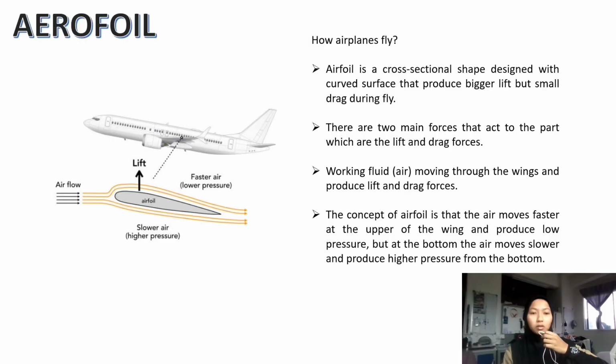I will present about the aerofoil. So how does an airplane fly? An airfoil is a cross-sectional shape designed with a curved surface that produces bigger lift but small drag during flight. There are two main forces that act on the wing, which are the lift and drag forces. The working fluid, which is air, is moving through the wings and produces lift and drag forces.